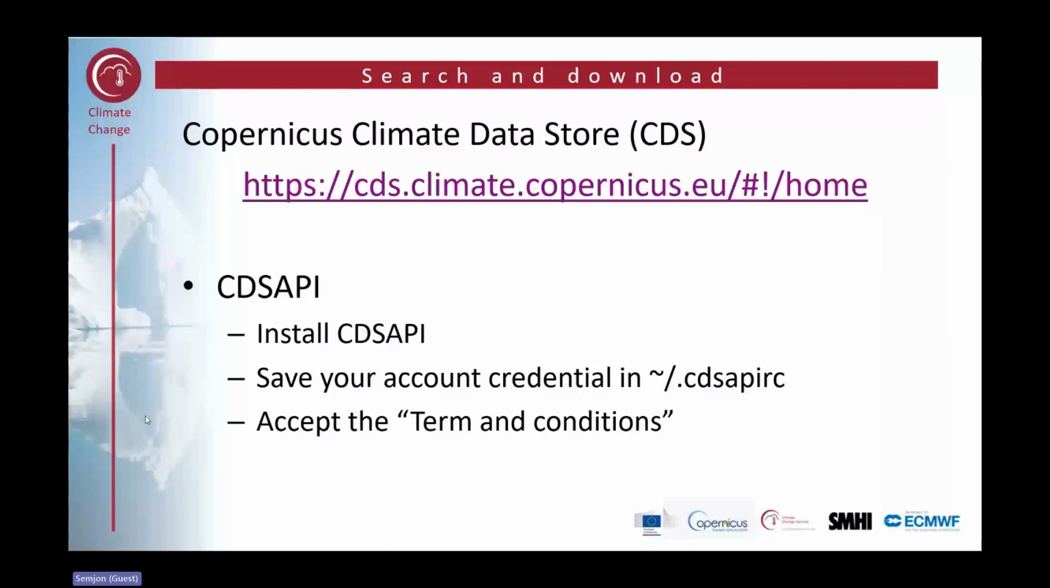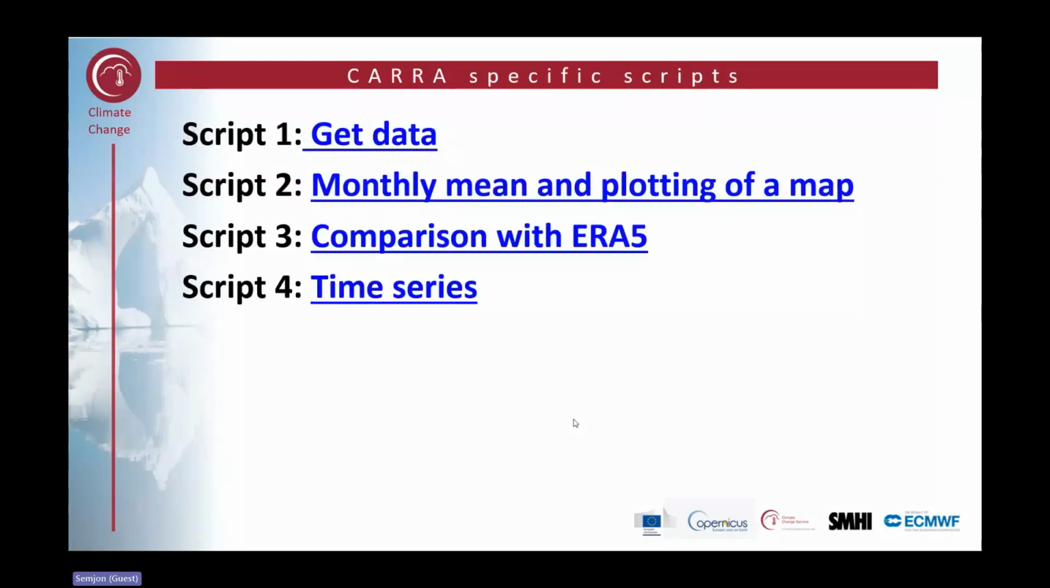So what you need to install is actually the CDS API. After logging in, you will get your account credentials, which you have to put in your home directory in the file called CDS API RC. And then you have to accept the terms and conditions of the data set you would like to download. Okay. And now we will actually see this example on how to get the data, how to download it in an example.